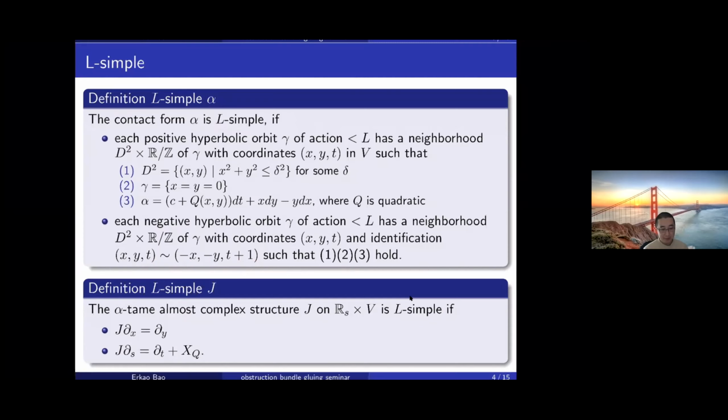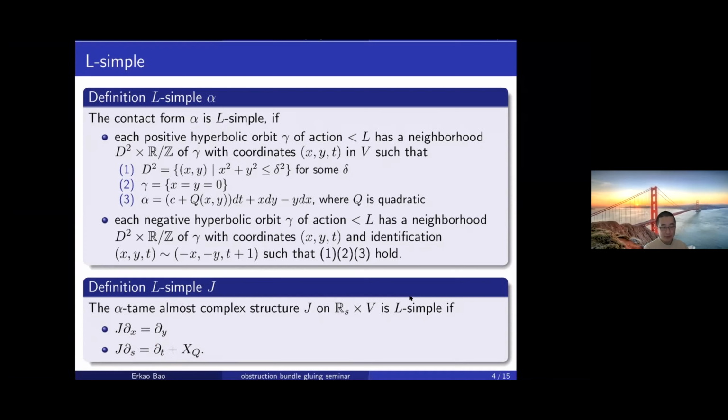Then the alpha-tame almost complex structure has the property that it maps the dx direction to dy, and it maps ds to dt plus the Hamiltonian vector field of q inside the disk, where s is in the R direction, and this is a constant multiple of the Reeb vector field. Okay, so this is just some preparation.